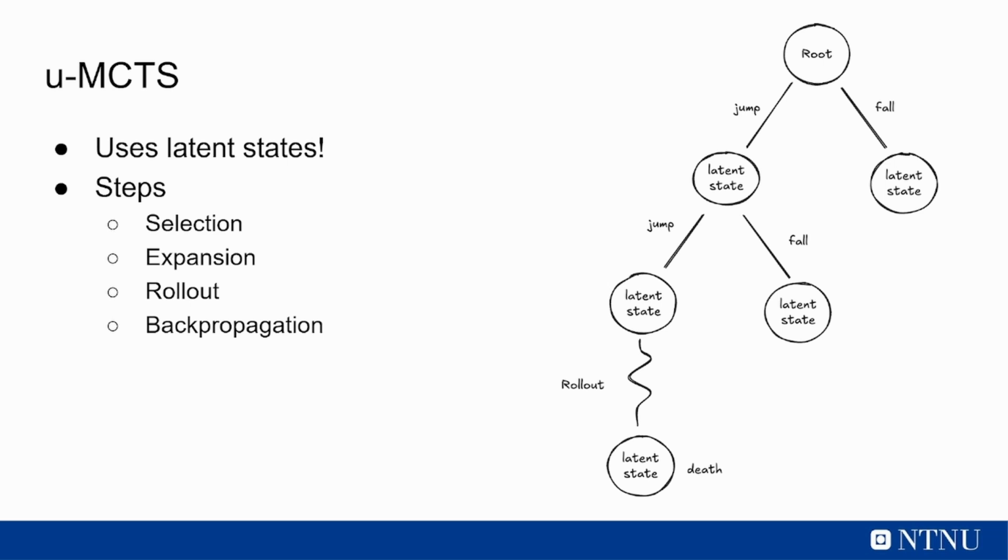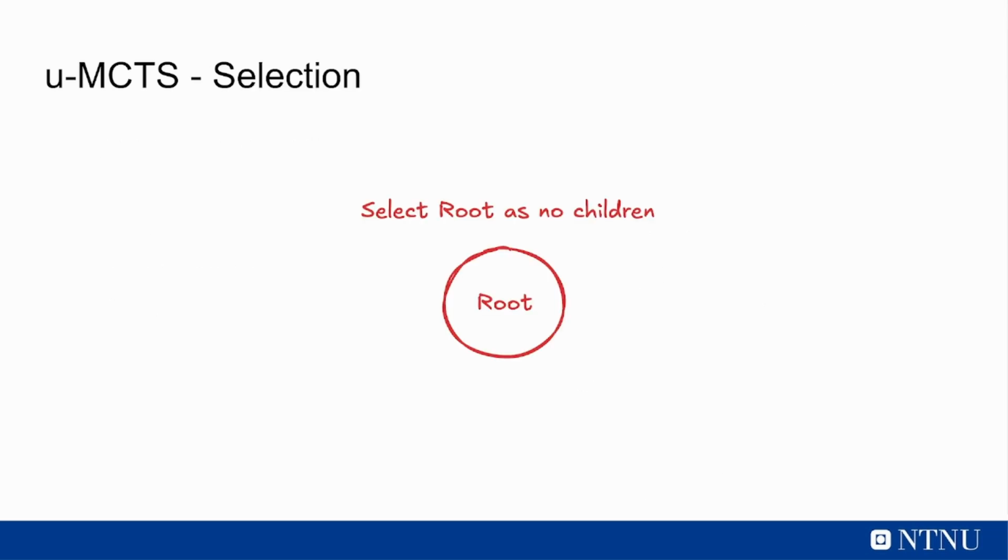In MuZero's case, instead of real states, like in AlphaZero, from game environments, we have latent states created from our representation network and dynamics network. There are 4 main steps of the algorithm: selection, expansion, rollout, and backpropagation. Let's try an example with our Flappy Bird game environment. So we start with just a root, but the root node has no children yet, so we're forced to choose it. If it had children, we would use the highest PUCT score to evaluate which node to use.